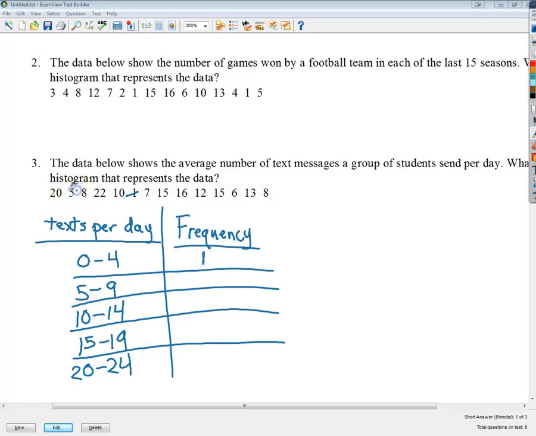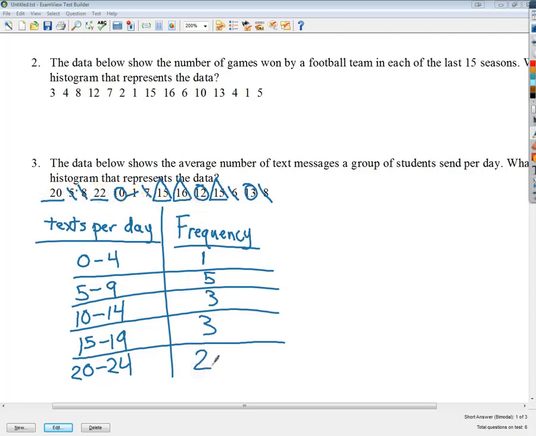Between 5 and 9, I have 1, 2, 3, 4, 5. Between 10 and 14, 1, 2, 3, and that's it. You'll notice I'm trying to use different symbols each time. That way I can go back and assess how I got my answer, just in case I need to check. 15 to 19, 1, 2, 3. And the last one, 20 to 24, 1, 2, and that's it.